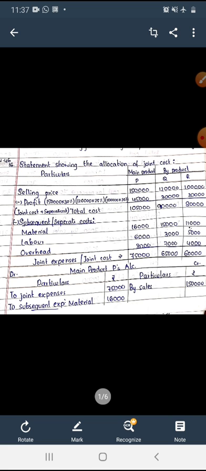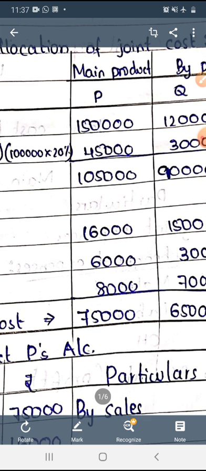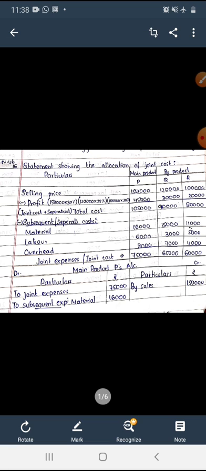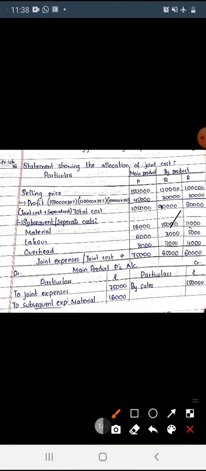Material 16,000, 6,000, 8,000, and for byproduct Q 15,000, 3,000, 7,000, then R 11,000, 5,000, 4,000. Then the joint expenses or joint cost are 75,000, 65,000 and 60,000. Apportion the joint cost of production and prepare the necessary accounts in respect of P, Q and R. Apportionment of the joint cost is over.